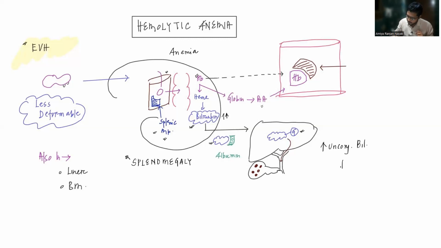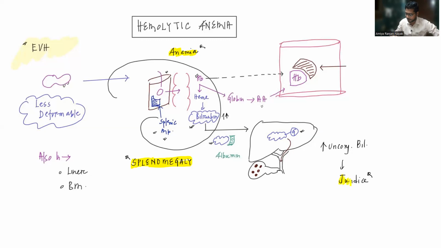Now, this will cause jaundice. So this is the classical triad for extravascular hemolysis: anemia, splenomegaly, and jaundice. I'll repeat it again. In extravascular hemolysis, what happens? There is some kind of membrane abnormality that will cause the RBCs to become less deformable. Because they are less deformable, when they try to pass through the splenic cords of Billroth and then go to the splenic sinusoids, they will get trapped.